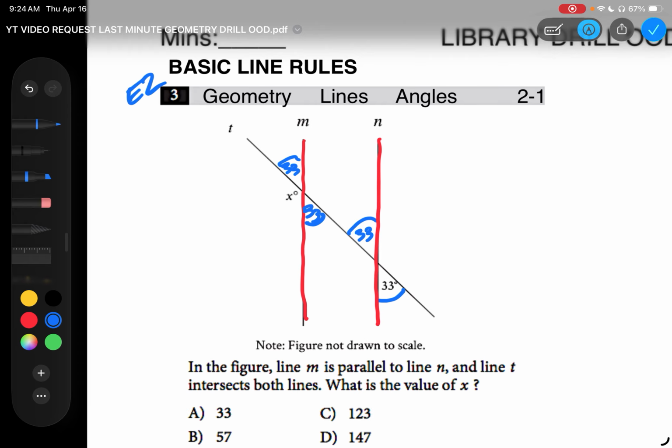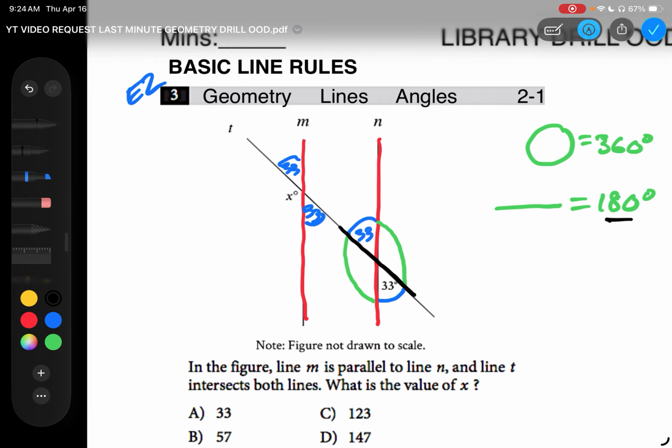In the SATs, they love parallel lines. So more than likely they are, but you have to make sure that they are. Now, if those angles are 33 degrees, then this must be equal to this. We know in any circle we have 360 degrees. And we know that any straight line has 180 degrees. If I connect the two blues and the two greens together, we get 360 degrees. But what would be my degree measurement on a straight line? We said it's 180 degrees.